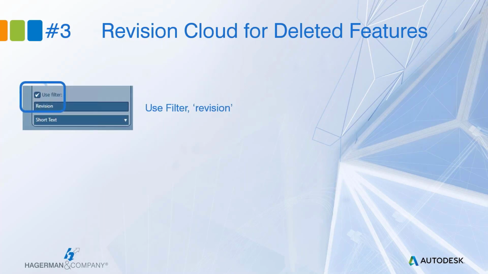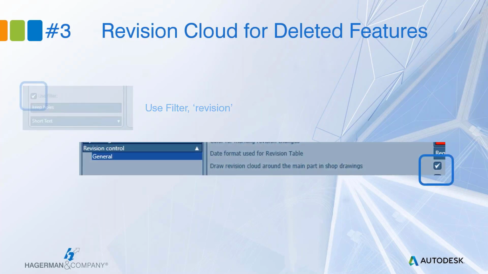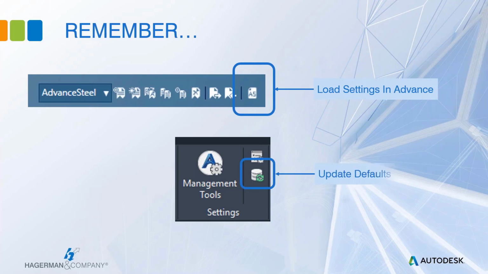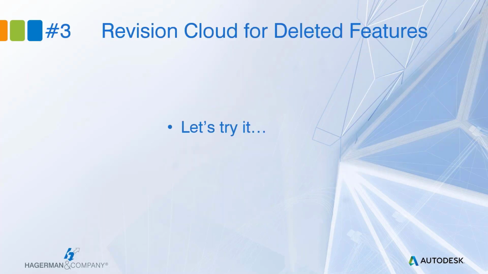Again, I like to use the filter. This time the keyword is revision. The name of the setting is Draw Revision Cloud around the main part in Shop Drawings. Another mouthful. And once again, remember to load settings and update defaults for the changes to take effect. Okay, let's try that one.